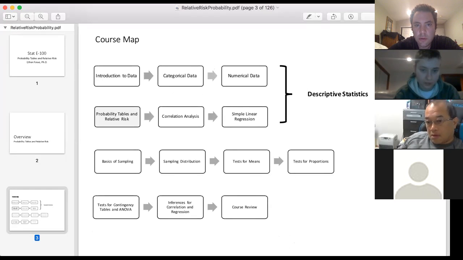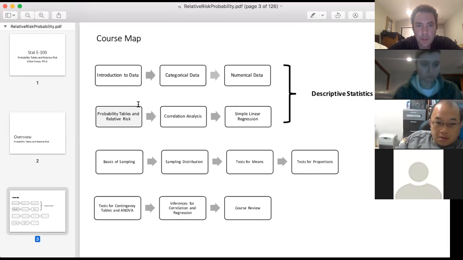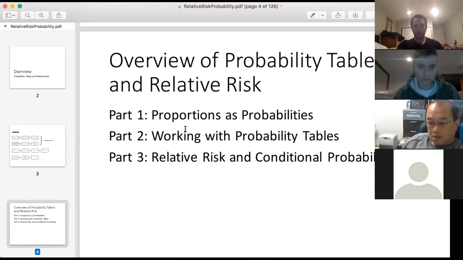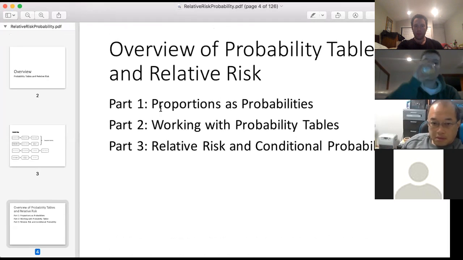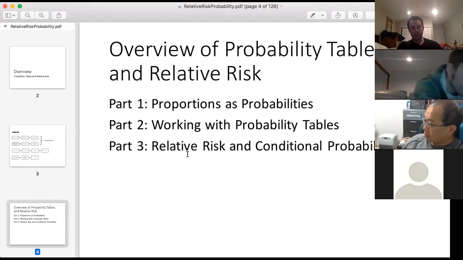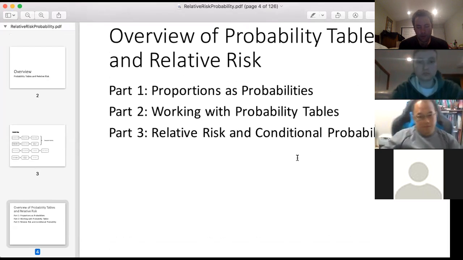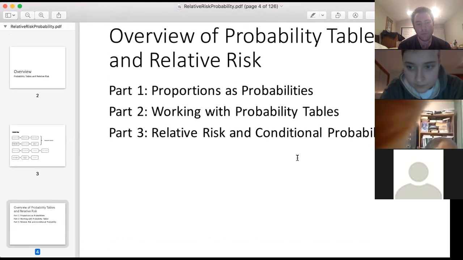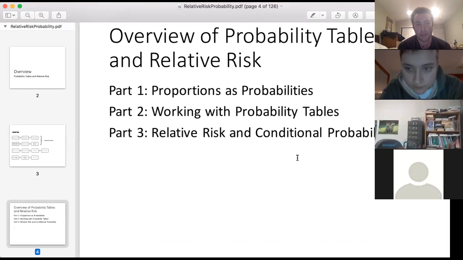So here's where we are in the course map. So we'll be going over probability tables and relative risk now. We broke it down into 3 parts: proportions as probabilities, working with probability tables, and relative risk and conditional probability. So just so everyone is aware, if you haven't studied probability before, it can be a tricky topic for students. I frequently find that a lot of students either get probability or they struggle with it, and it's something that's a difficult topic for them.